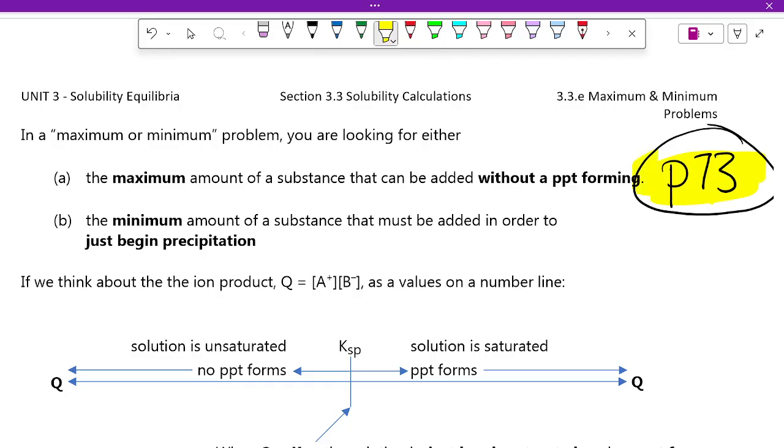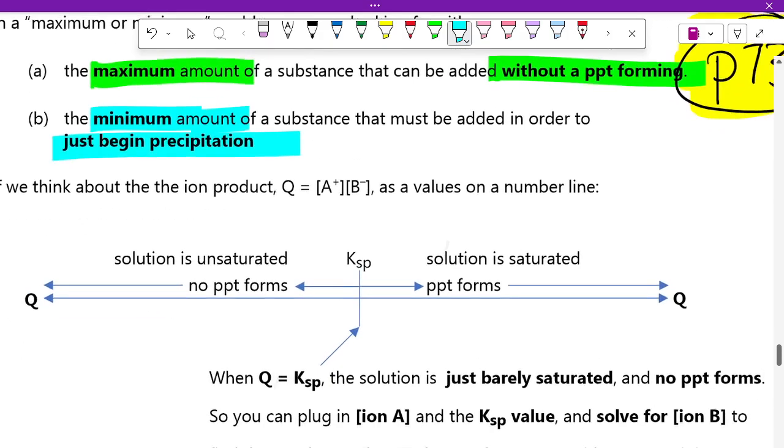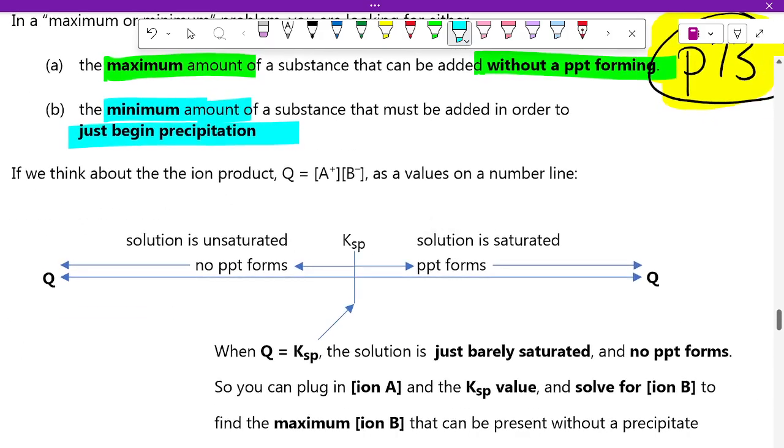So to recap from last day, anytime you're doing a maximum or a minimum problem, you're saying what is the maximum amount without a precipitate forming, or you're saying what's the minimum amount to just begin precipitation.